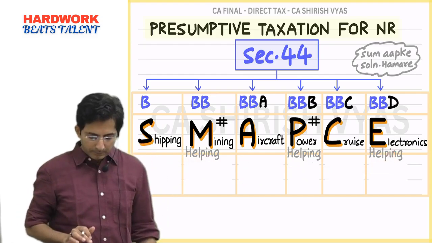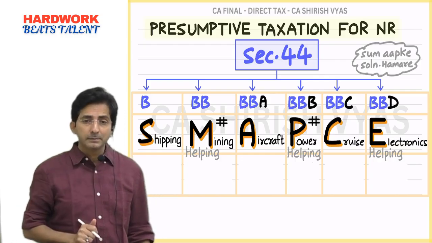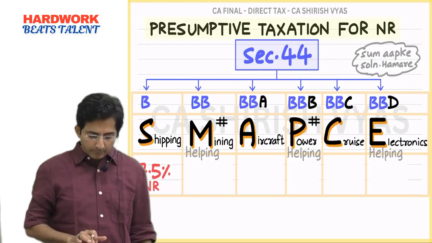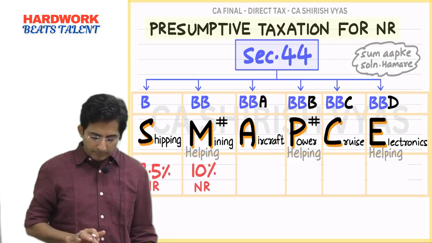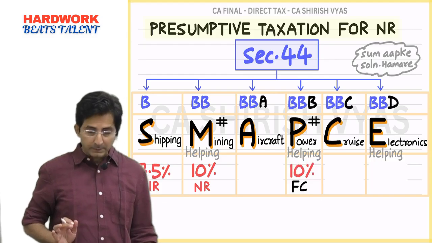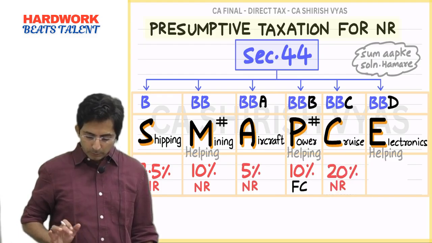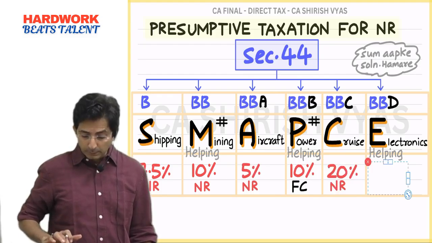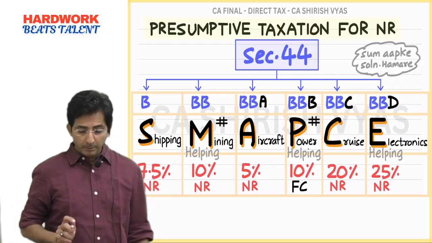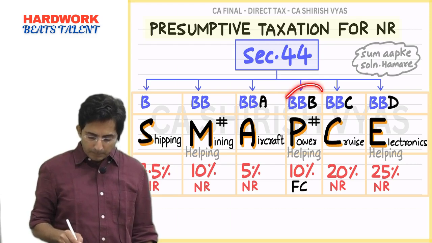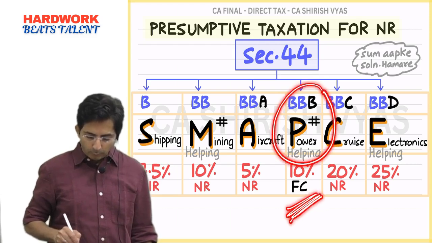Okay. Then tell me the percentages. In shipping 7.5, helping mining 10%, helping power also 10%, aircraft 5%, cruise 20%, and electronics it was 25%. But see, there is one glitch in the law that this helping power is only for foreign companies.